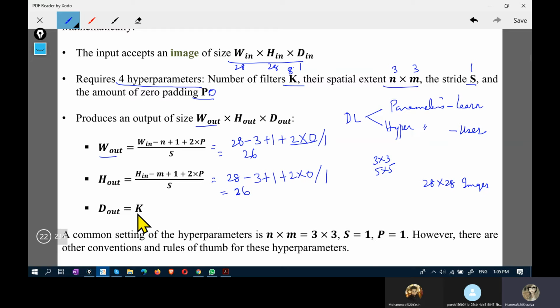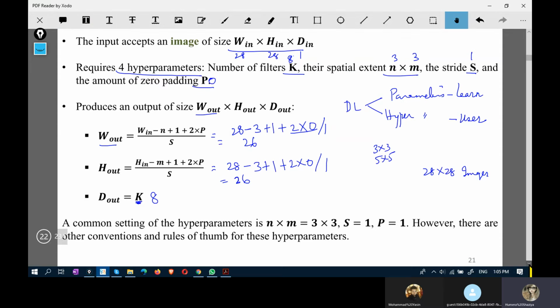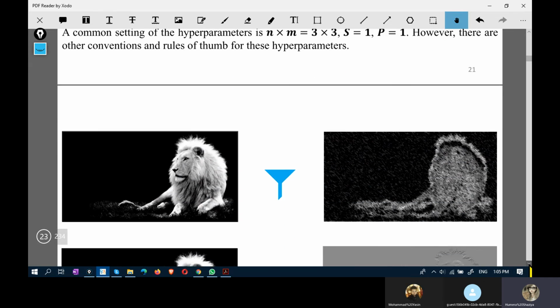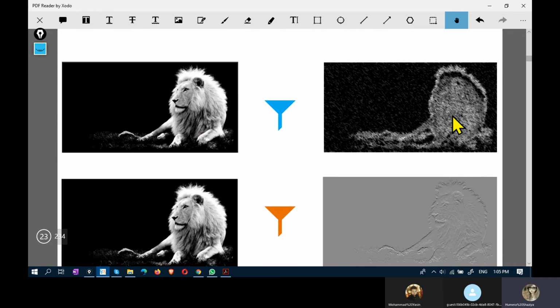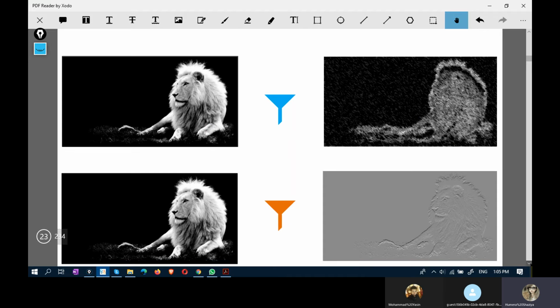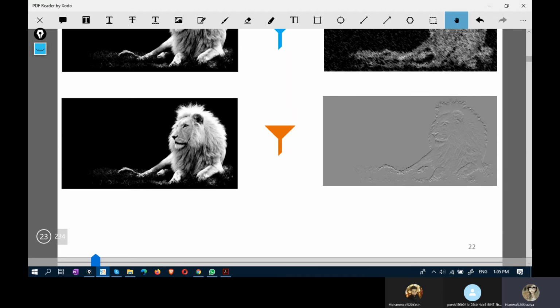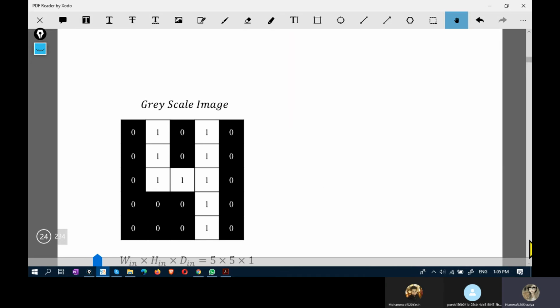D out, the depth dimension, is equal to the number of filters. Here the number of filters is 8, so you will have 8 as the depth value. These are the feature maps. For this image, after applying the convolution operation, you get this feature map. For this image, you get this feature map. This is a grayscale image.